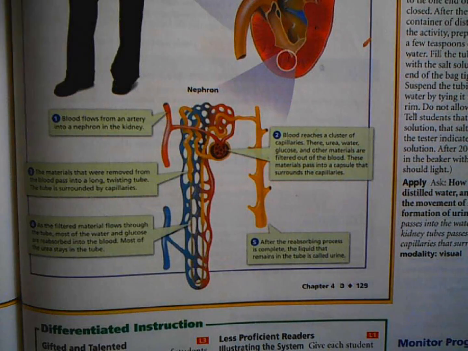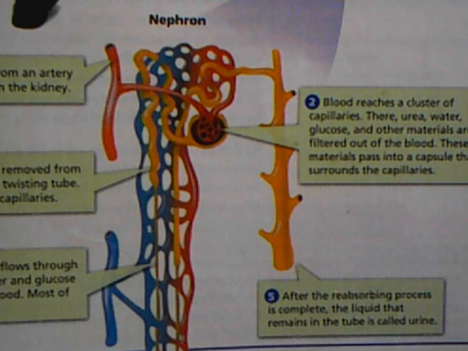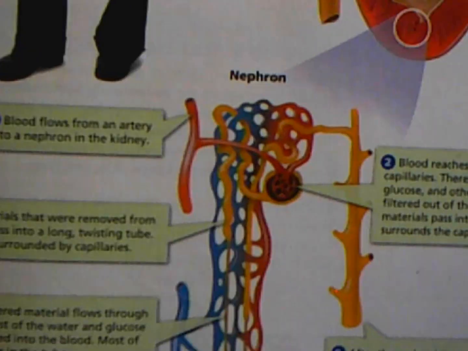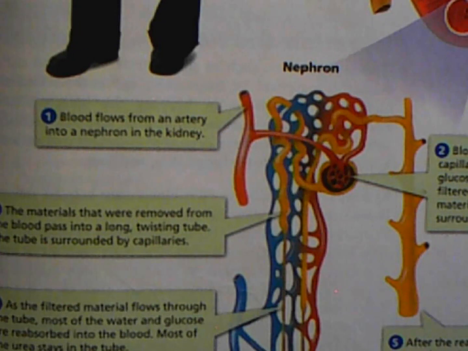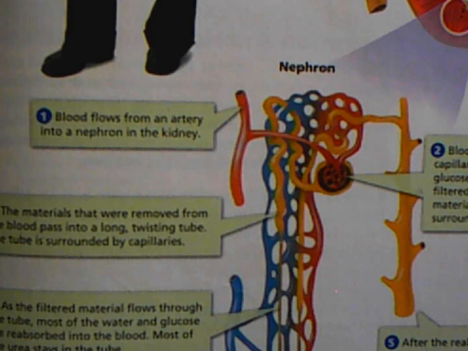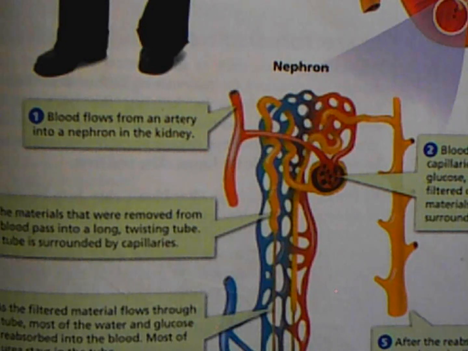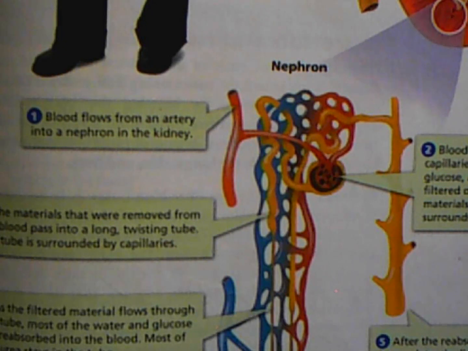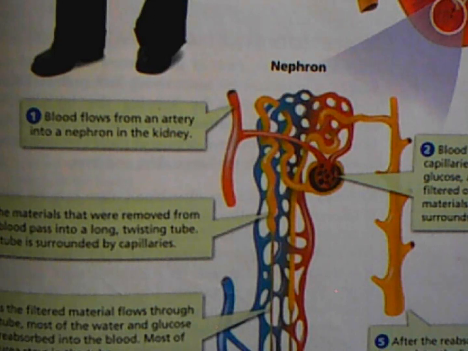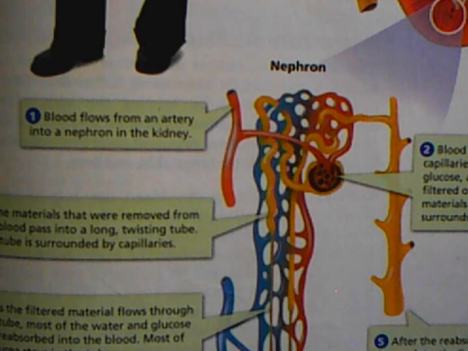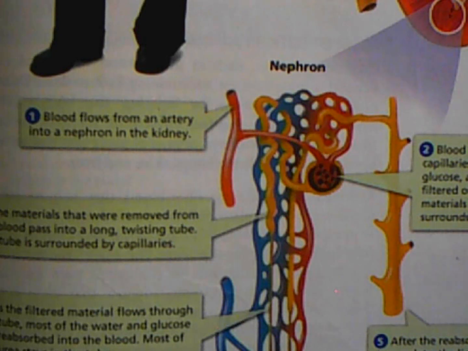But basically, this is the nephron, and inside of the kidneys you have these structures. So number one, blood flows from an artery into the nephron in the kidney. The artery brings the blood, and you know that this is oxygenated blood. Remember the difference between red and blue blood? The red is the oxygenated or oxygen-rich blood, and the blue one is the deoxygenated or oxygen-poor blood.